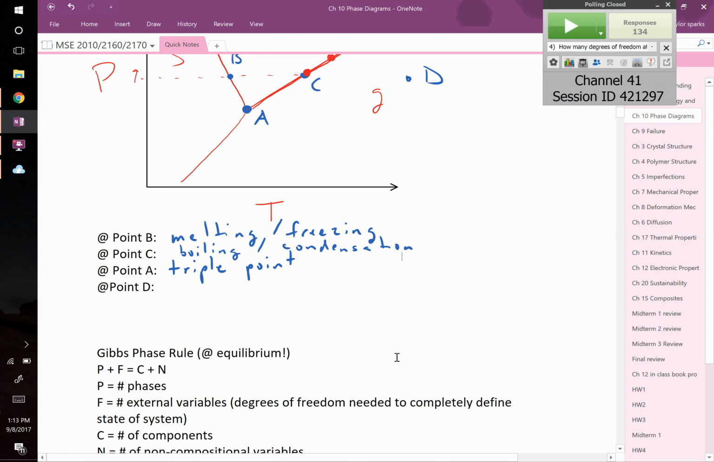For example, let's just work through it. This is the equation for it: P plus F equals C plus N. What are P, F, C, and N?